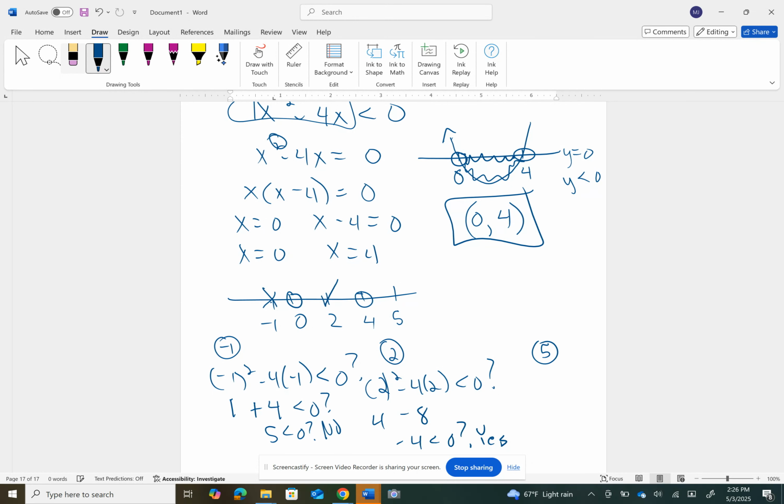And then if you plug in a 5, you'd get 5 squared minus 4 times 5, which would be 25 minus 20. And that's not going to work. And so we'd get this right here. And then we'd go write it in interval notation.